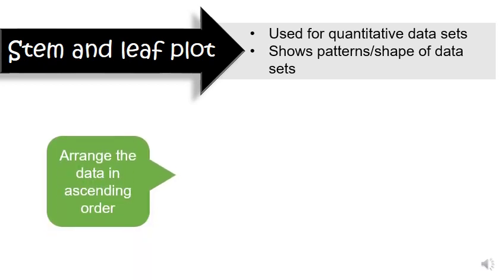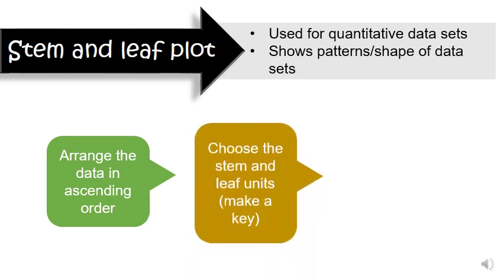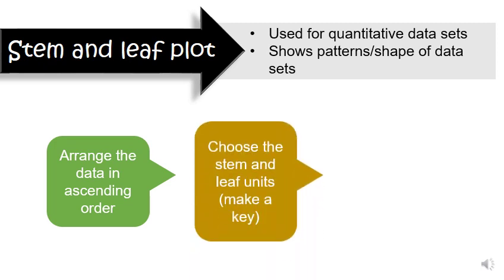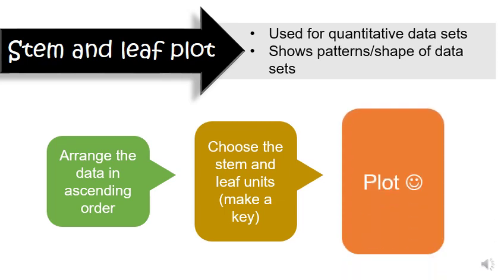Always going to step 1, arrange the data in ascending order. Then going to choose a stem and leaf unit. So this is going to help us make our key. And last thing is just to plot, which can take some time depending on the size of your data set.